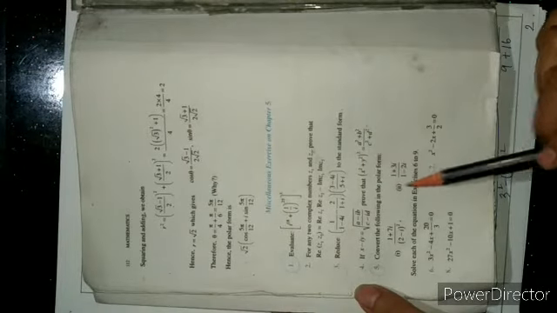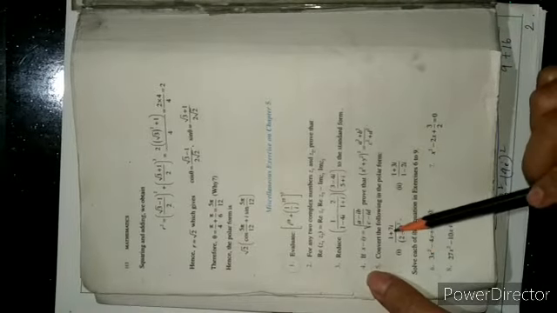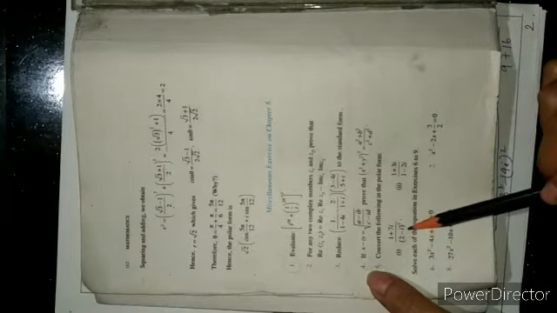Next question is question number 5. Convert the following in the polar form. Polar form is r cos theta plus i r sin theta. Number 1: 1 plus 7i divided by 2 minus i.